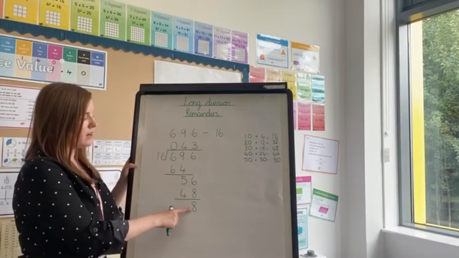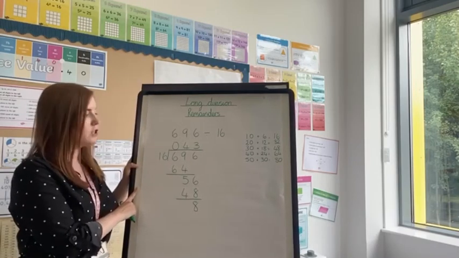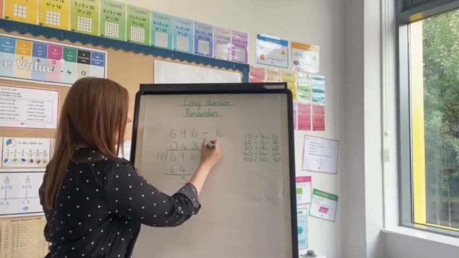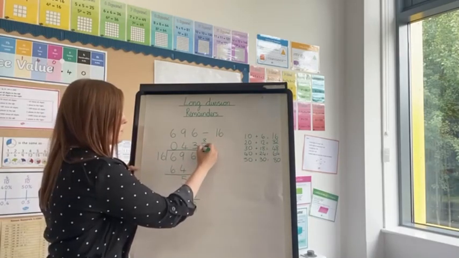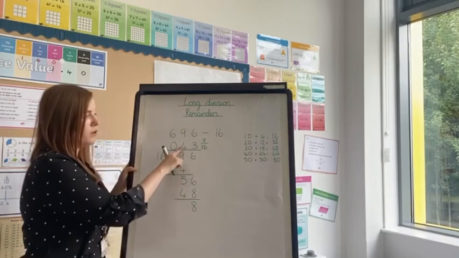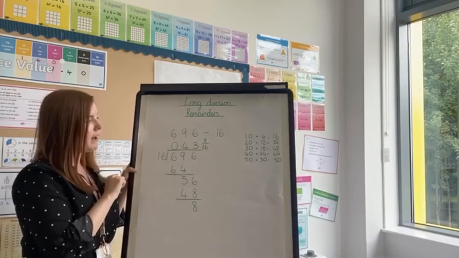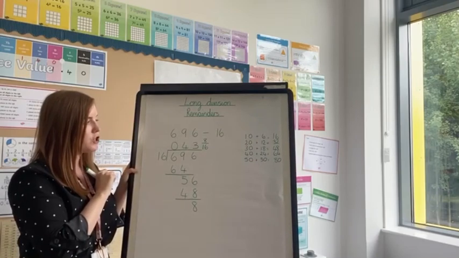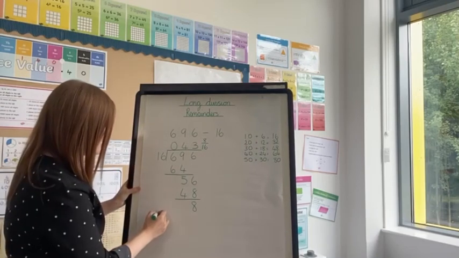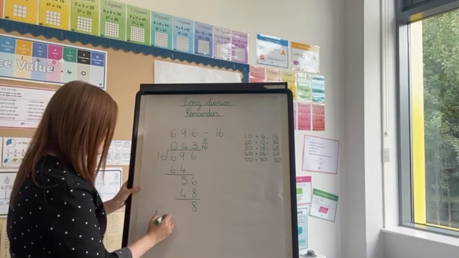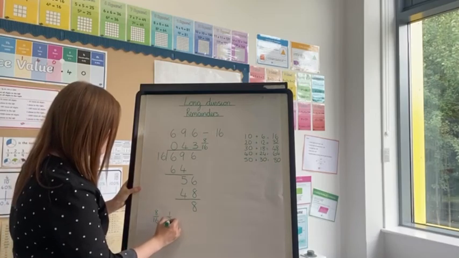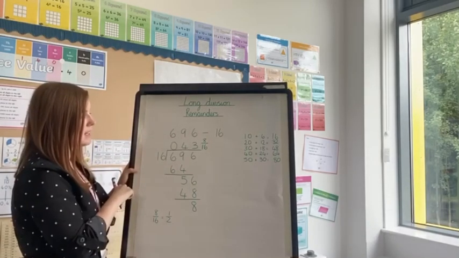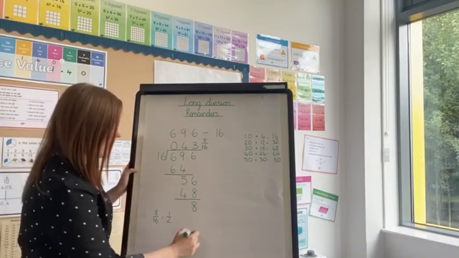Now, I've got 8 out of 16 left, so I can write this as a fraction. 8, which is my remainder, over 16, which is my divisor. 43 and 8/16. If I have a look at this number, 8/16, I can see it is equivalent to 1/2. 8/16 is the same as a half. So 696 divided by 16 is 43 and a half.